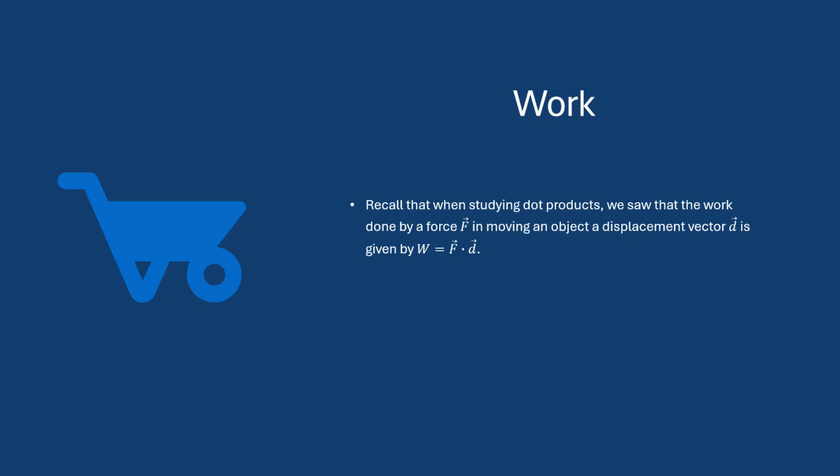So recall back when we were doing dot products, we had a vector force F, and we wanted to move an object by a displacement vector D, then the work was just given by the dot product of the force with the displacement vector. In this situation, the force vector was a constant force, and the displacement vector was just a single vector in one direction.